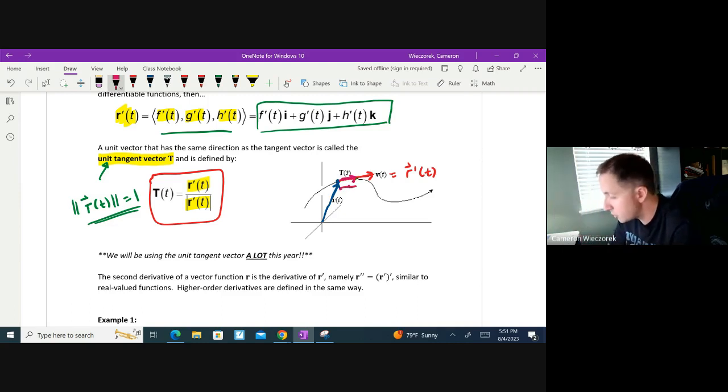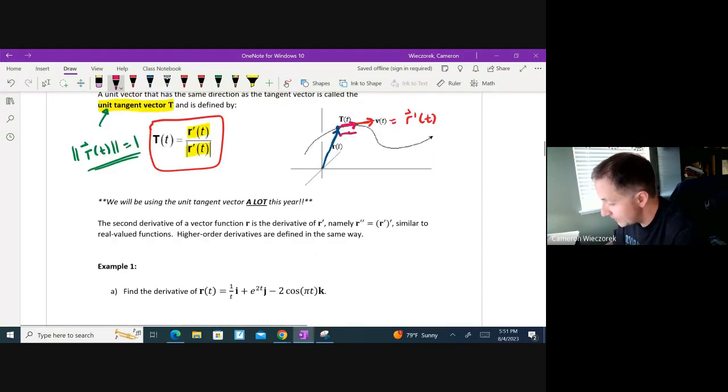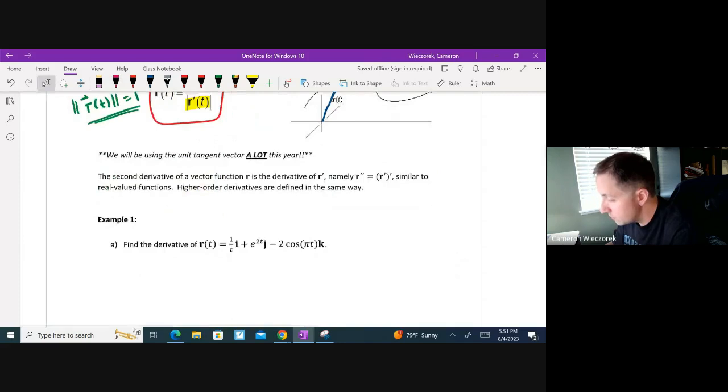It moves in the same direction as r prime, but it has a length of 1. We're going to use it a lot. Higher order derivatives are defined in the exact same way as the first derivative.